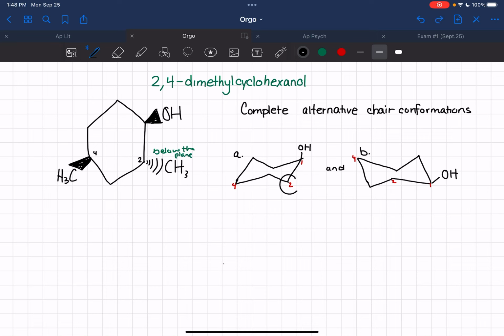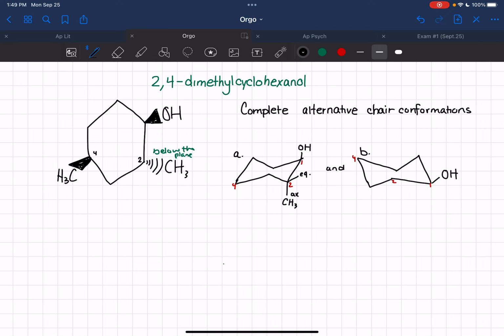So if 2 is right here, we have to consider what position, either axial or equatorial, will give you a CH3 that is below the plane. To begin with, our axial points straight down here, and our equatorial is actually pointing up. If we want a CH3 that's below the plane, we need the one that's pointing down. So the CH3 group right here must be axial in order to be below the plane.